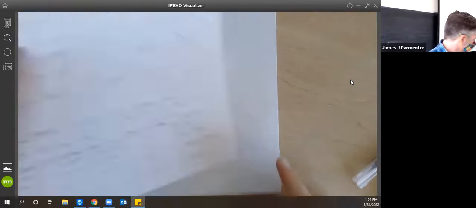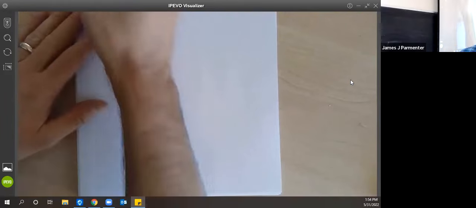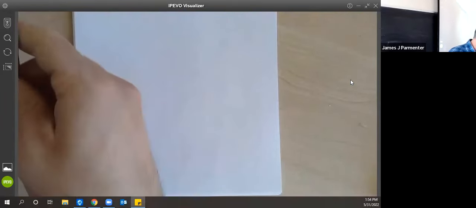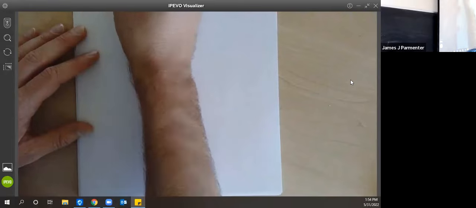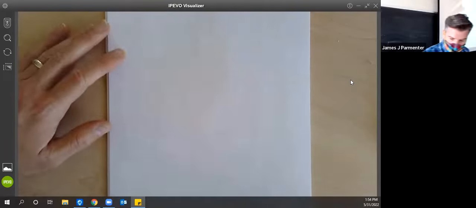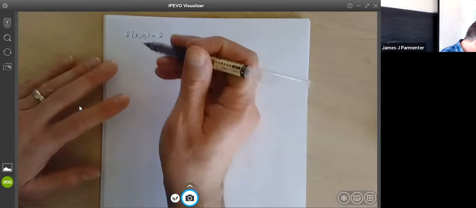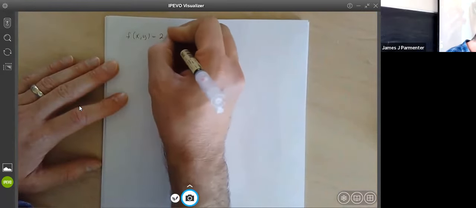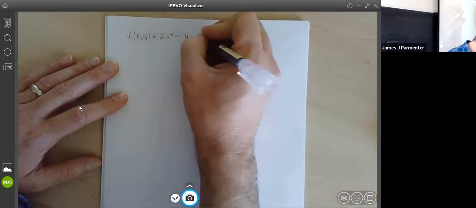Let's see here. Let's look at the following: f(x, y) equal to 2x to the fourth minus 4xy plus y squared.